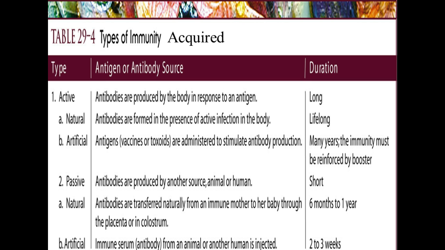Your active immunity's antibodies are produced in the body by a response to an antigen, and you're going to have a long-term duration that's going to last a long time. Your natural antibodies are formed in the presence of active infection in the body, and that's lifelong. Now, your artificial ones, your antigens, which you get from vaccines or toxoids, are administered to stimulate antibody production. And you're going to get many years. The immunity might need to be reinforced by a booster, but it's going to be long-term duration that you'll keep this artificial immunity.